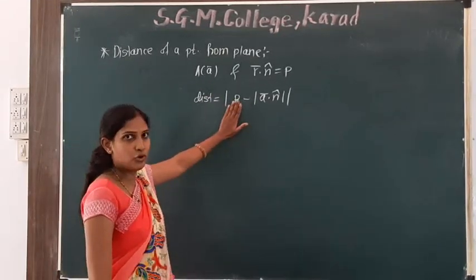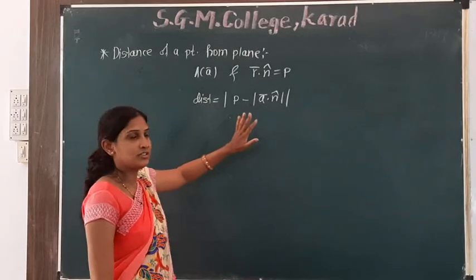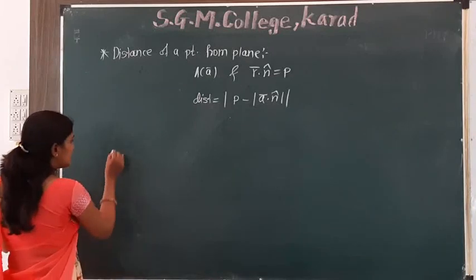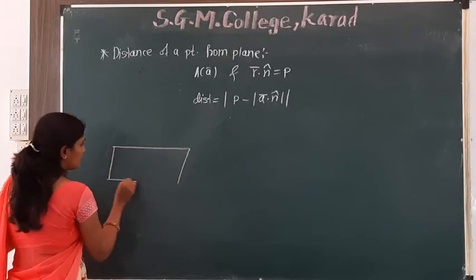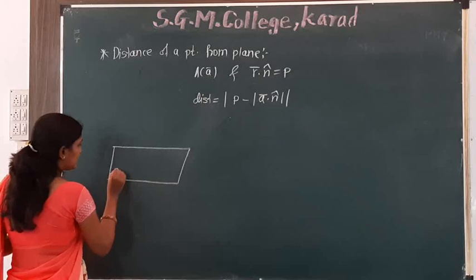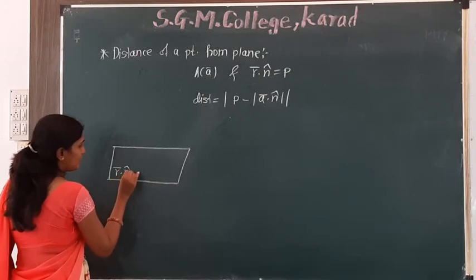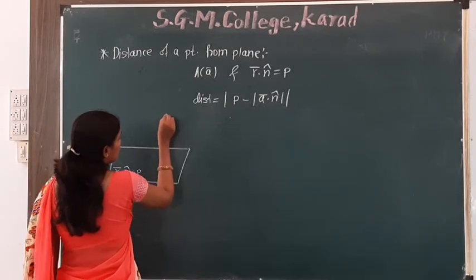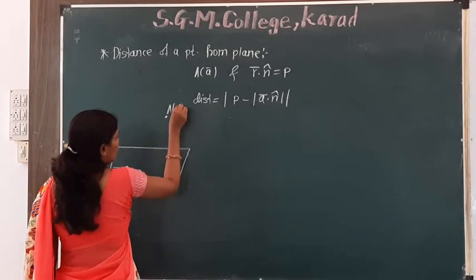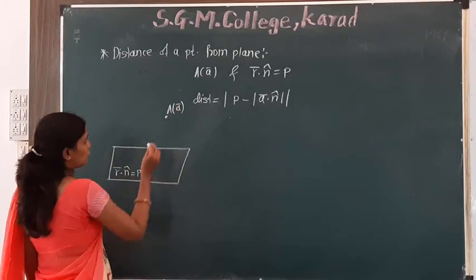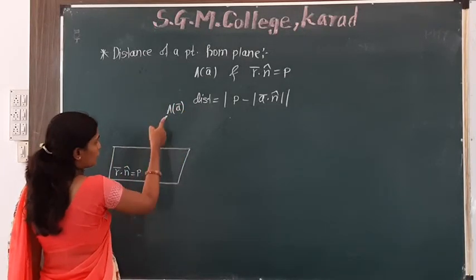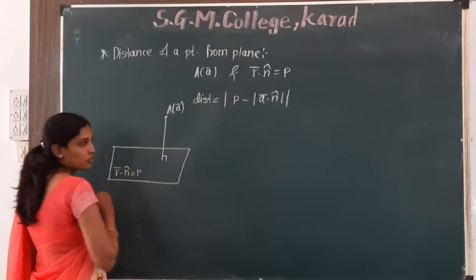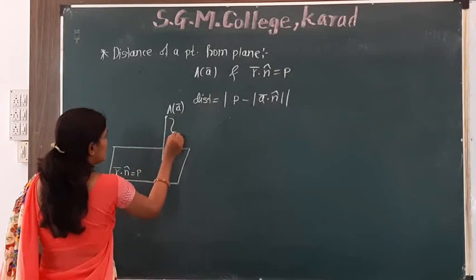There is no theorem on that equation, but how will we get this equation? Consider a plane. Its equation is R bar dot n cap is equal to P. Then consider another point A of A bar. We have to find the distance of the plane from this point. That is, we draw a perpendicular from this point on that plane. So we have to find this distance.